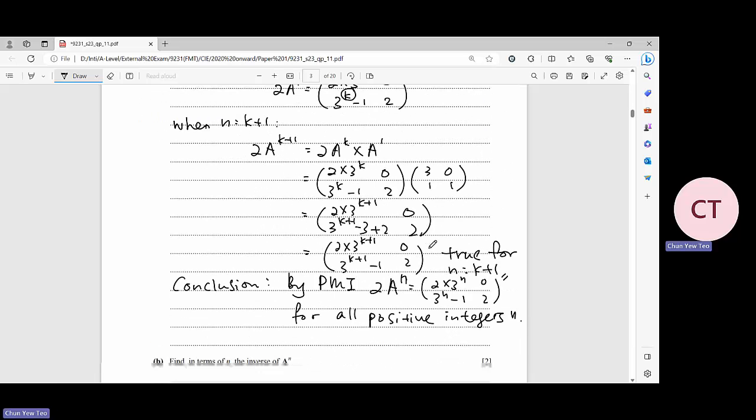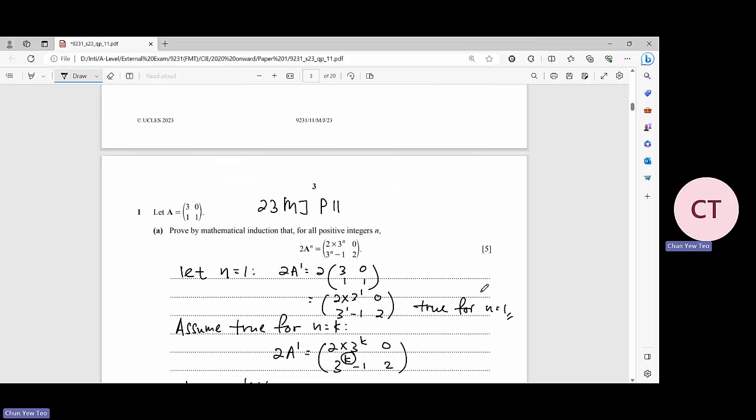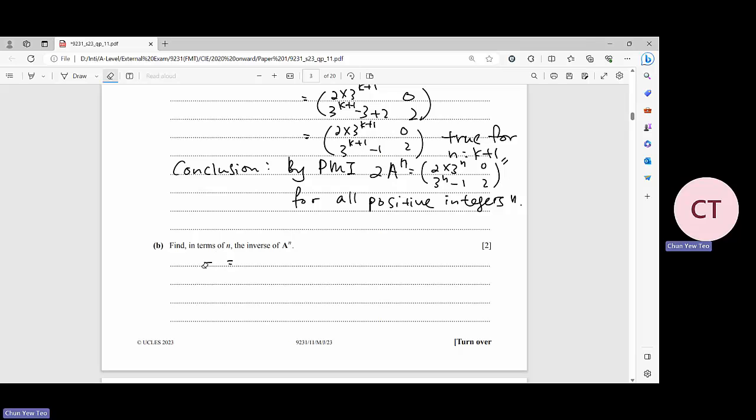Now we move to part B. Find in terms of n the inverse of A to the power n. What we are having here is actually 2 times A to the power n. We want A to the power n, so I need to divide everything by 2. So by right, A to the power n is supposed to be written as 3 to the power n, 3 to the power n minus 1 over 2, 0, and then 1.